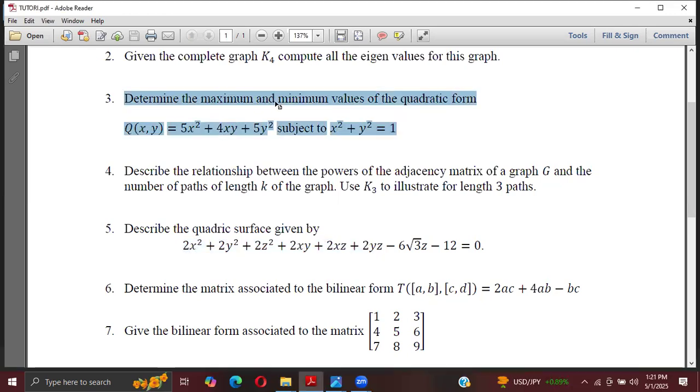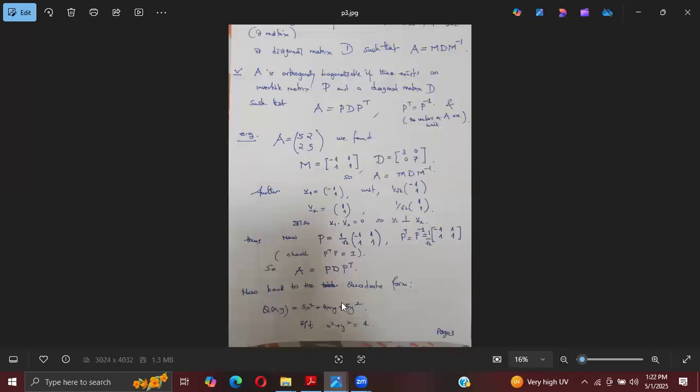Determine the maximum and minimum values of the quadratic form, this one, subject to x squared plus y squared equals 1. In other words, in summary, it's just asking you to optimize. I could summarize this question by saying, optimize Q(x,y) equals 5x squared plus 4xy plus 5y squared, subject to this. So what do I expect you to do? Well, let's go back and say what we are expected to do.